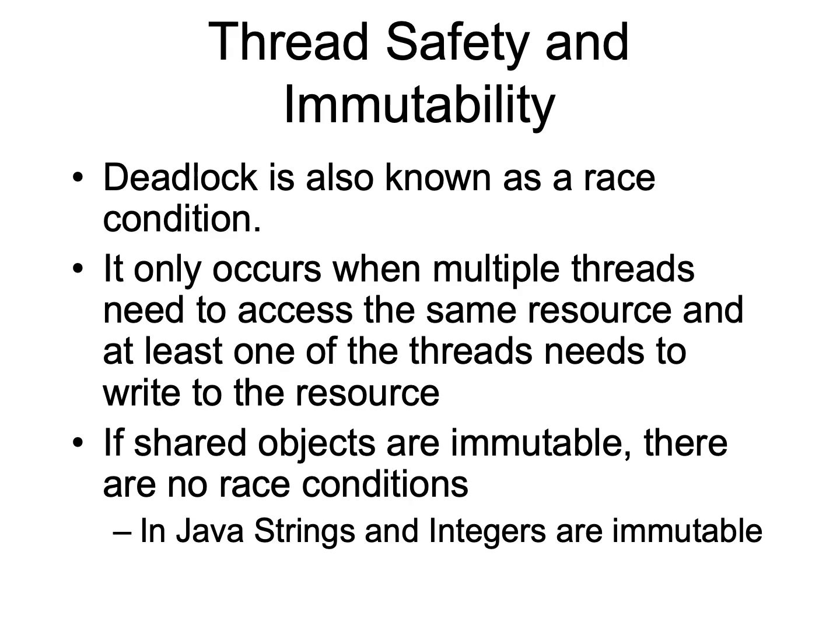Deadlock's also known as a race condition. It only occurs when multiple threads need to have access to the same resource, and at least one of the threads needs to write to the resource. If you can design your program so that that never happens, you won't get deadlock. One way to do that is to make sure that shared objects are immutable. Then there won't be any race conditions because nobody's trying to modify the object.